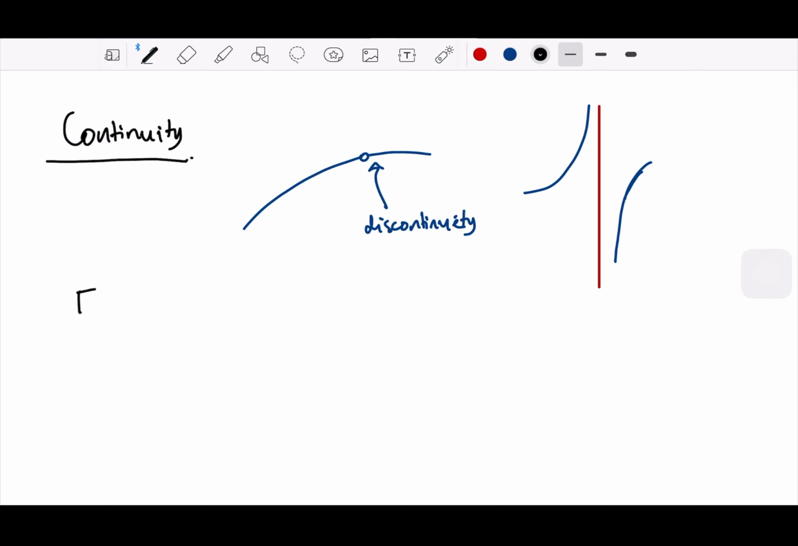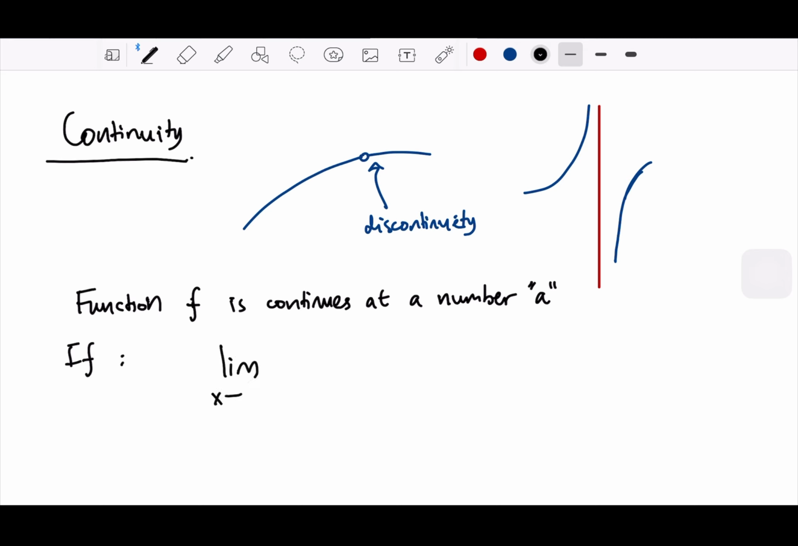So let's say function f is continuous at some number, let's say the number a, if the limit is equal, right?